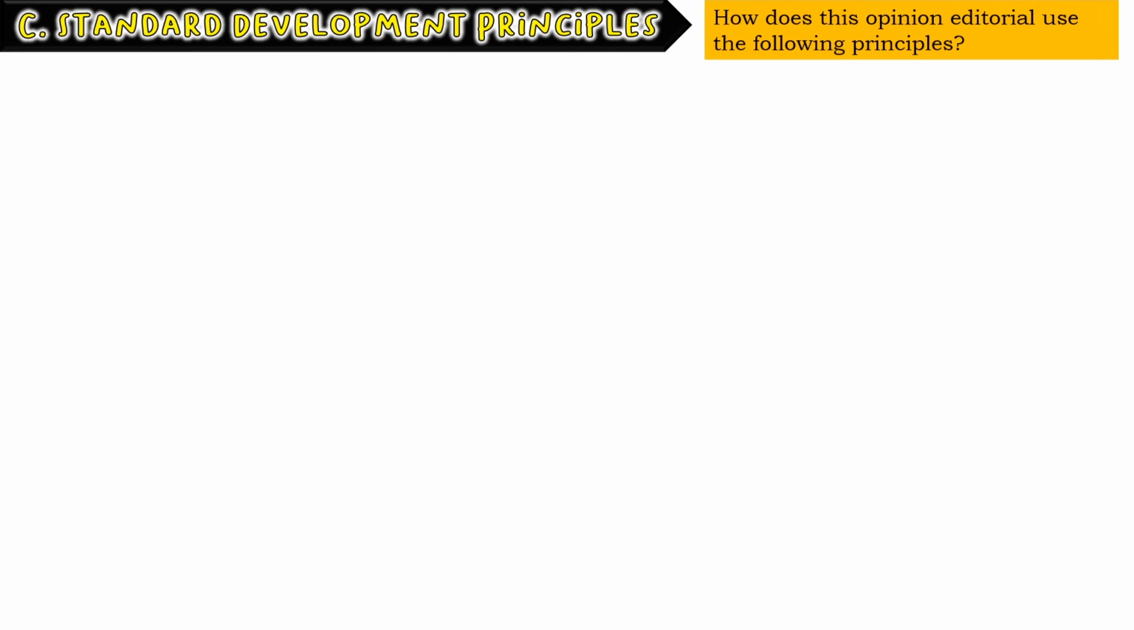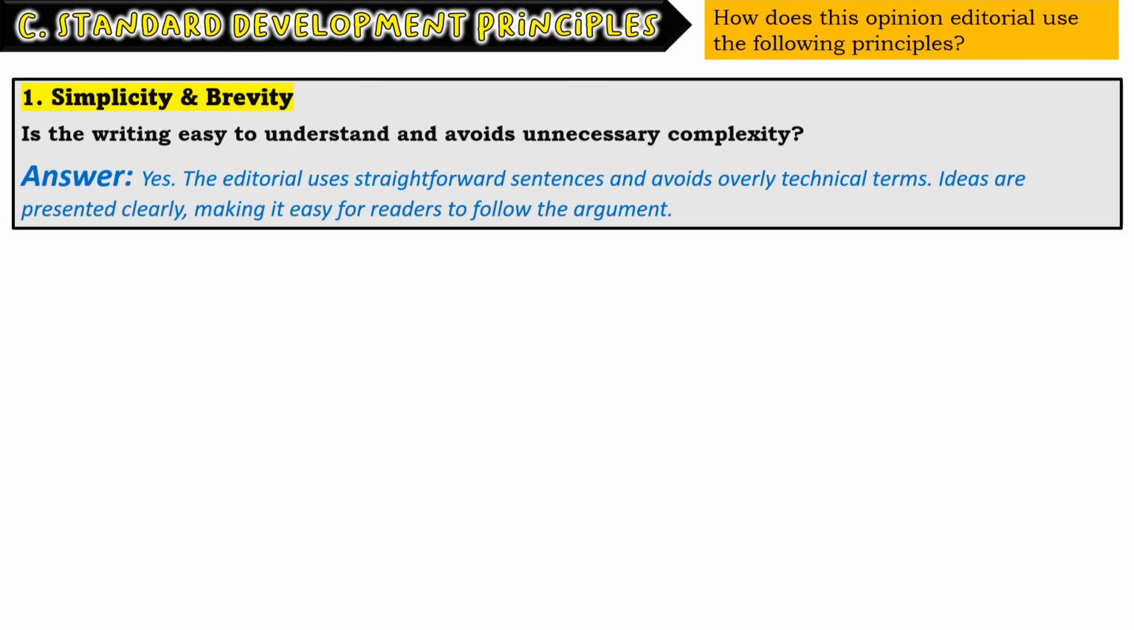After assessing the quality of your evidence, you will now look at the writing quality of the opinion editorial based on the standard development principles by answering this question. How does this opinion editorial use the following principles? 1. Simplicity and brevity. Is the writing easy to understand and avoids unnecessary complexity? Answer: yes. The editorial uses straightforward sentences and avoids overly technical terms. Ideas are presented clearly, making it easy for readers to follow the argument.